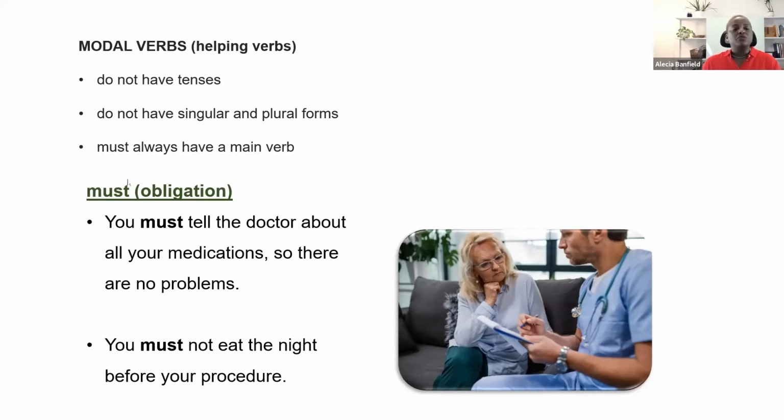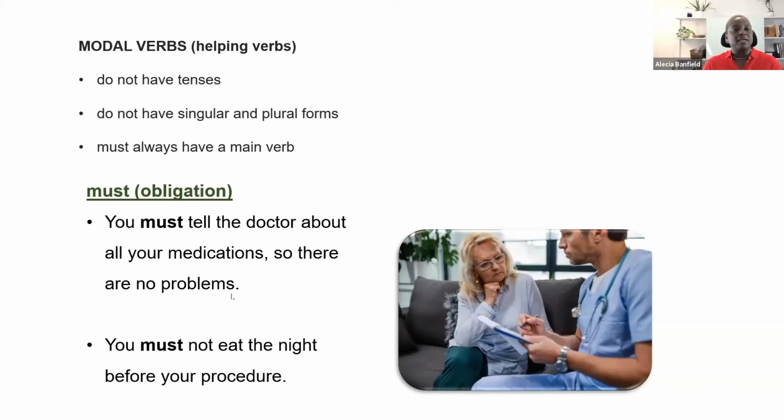So today the modal verb we're going to look at is must. And must is the modal verb when it comes to what is called obligation. That is, the person has no choice, at least not without a bad result. So let us say this patient here is starting with a doctor who is going to put her on treatment. So we tell her, you must tell the doctor about all your medications so there are no problems.